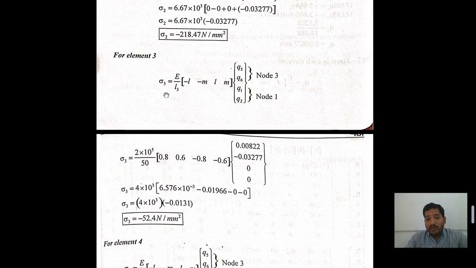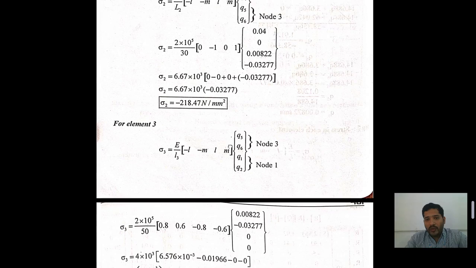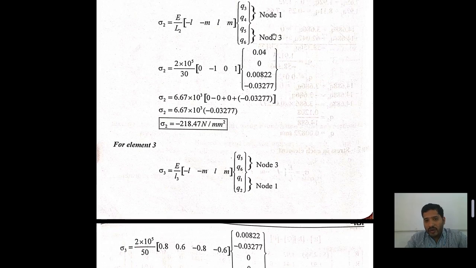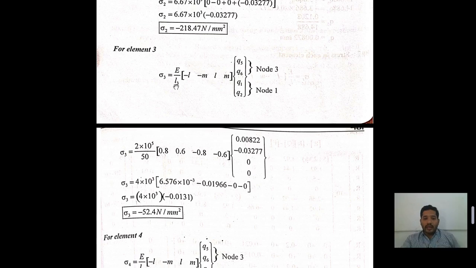So for element number 3, sigma 3 is equal to E by L3 times minus L, minus M, L, M, and this is Q5, Q6. Q5, Q6, I already told you, is node 3, and Q1 and Q2 is node 1. The same concept we need to follow here. And E, modulus of elasticity, is given as 2 into 10 power of 5, and the length of the element is 50. Minus L is minus 0.8, minus M is minus into minus, which becomes plus 0.6, and L value is 0.8, M value is minus 0.6.